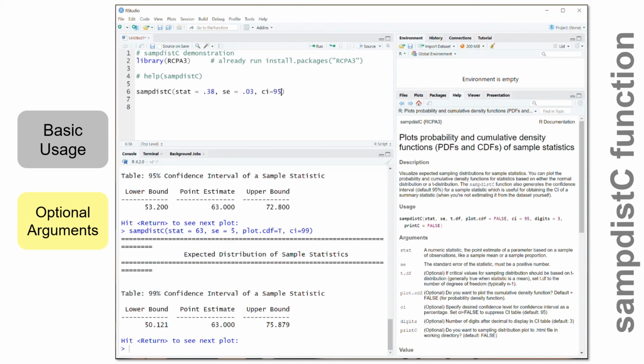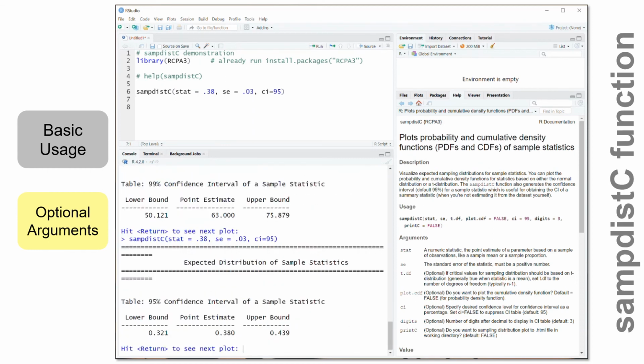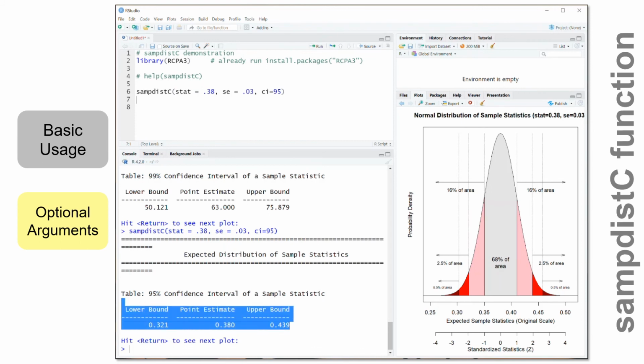You can input that information from the problem, 0.38, a 0.03 standard error, and the 95% confidence interval, and run it and use the sampdistC function like a confidence interval calculator, because there are some problems where you're not generating the statistic and the standard error from a data set, but you are supplied the standard error and the statistic in the problem. The sampdistC function is useful if you are given the statistic and the standard error and want to find its confidence interval. So in this instance, the confidence interval for 0.38 with a 0.03 standard error would be bounded between 0.321 and 0.439.